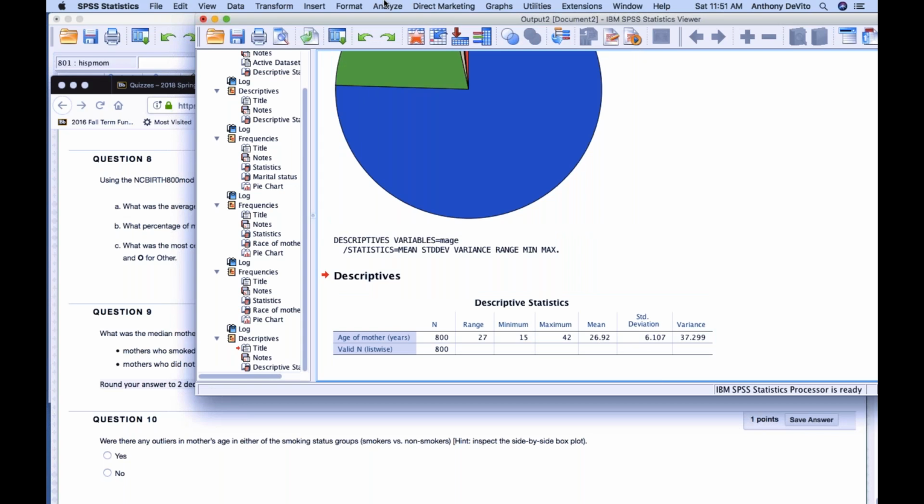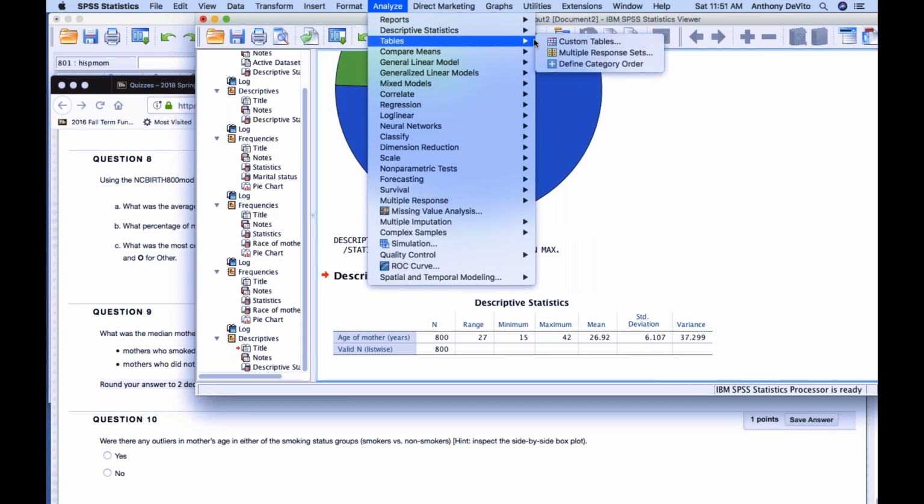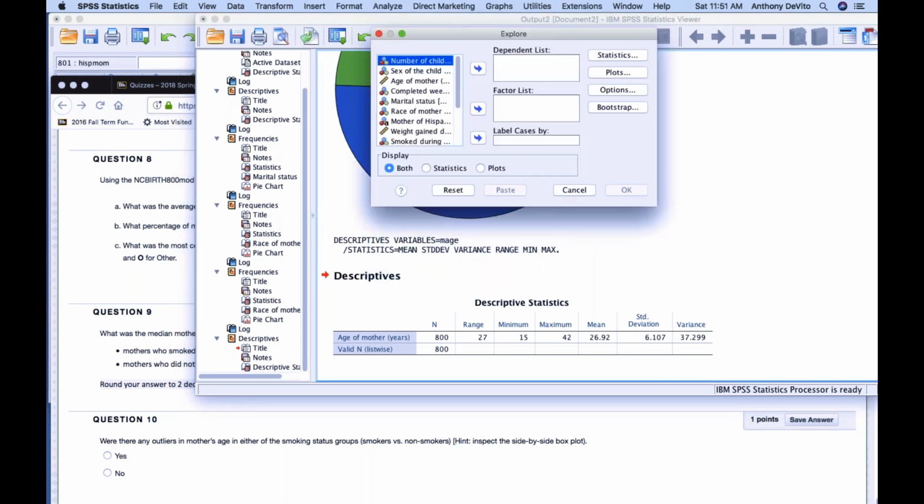However, if I go to analyze, descriptive statistics, explore, right? Well, now my dependent list, that's the variable that I'm finding the descriptive statistics for, the age of the mother. Now I want to break that up into two groups, mothers who smoked and mothers who didn't smoke. So I'm going to go over here and let's see, smoked during pregnancy. That's a nominal variable category, right? I'm going to move that into my factor list. So basically I'm factoring, or breaking up, the data for the age into two groups.